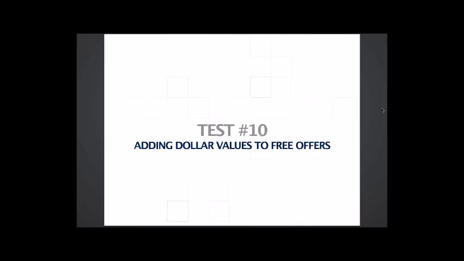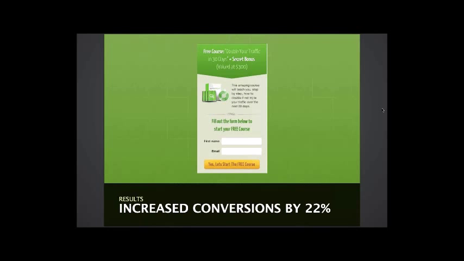Test number 7, or 10 actually, adding dollar values to free offers. In my sidebar on my personal blog, QuickSprout, I give away a course, Double Your Traffic in 30 Days. I think I spent over $20,000 developing it, but I threw in an arbitrary number. If I sold it, I'd probably sell it for anywhere from a few hundred dollars, like $300. So I put a $300 value in there.